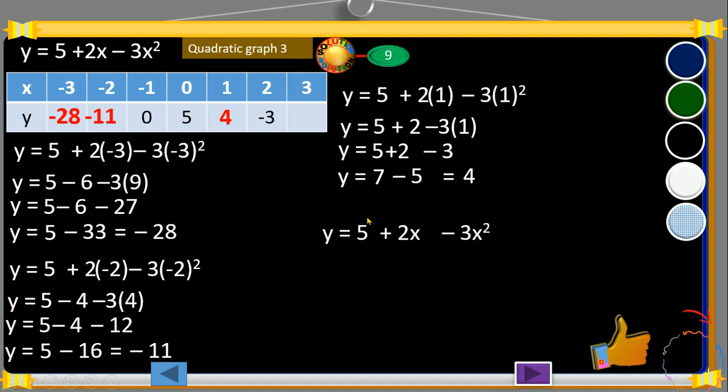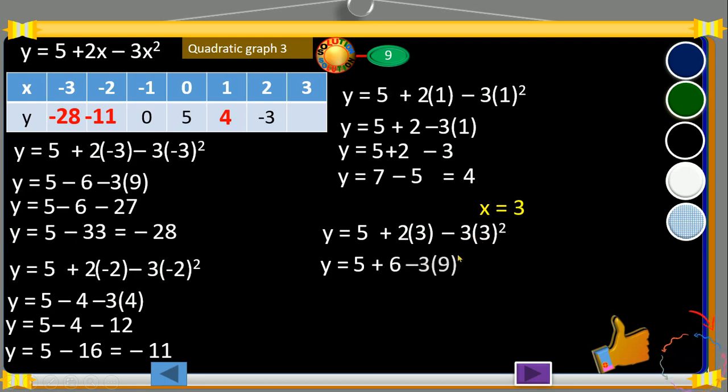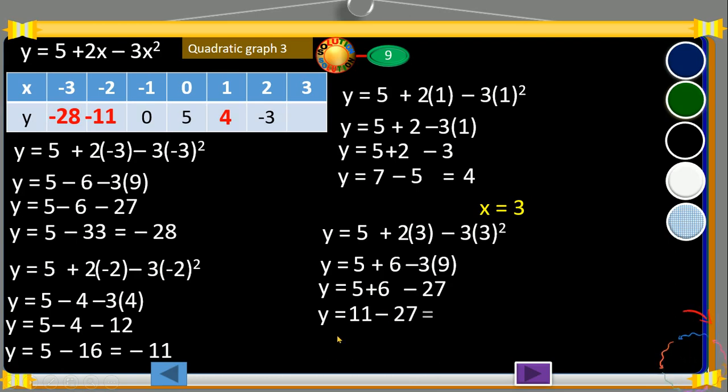Finally, when x is equal to 3, we replace this with 3, and then replace this with 3 squared. Then we simplify. 5, this times this is plus 6, and then this squared is 9. Again, we simplify: 5 plus 6, and 9 times 3 is minus 27. Then we have 11 minus 27. On further simplification, we have minus 16. We have completed the table of values for the quadratic function. We're going to go to the next slide to find the table of values for the linear function.